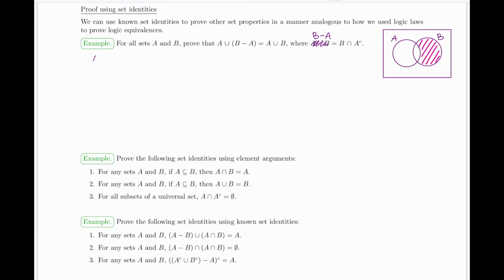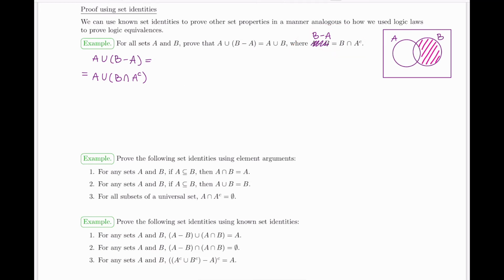So let's start off with A union (B minus A). Now, the first thing I can do is, of course, go from the difference to the intersection definition, because intersection is surely something that I am going to be able to apply more set identities to. Remember, just like with logical equivalences, if we're going to use laws, we need to justify why we're able to write equals here by providing the name of the law or the reason for the simplification.